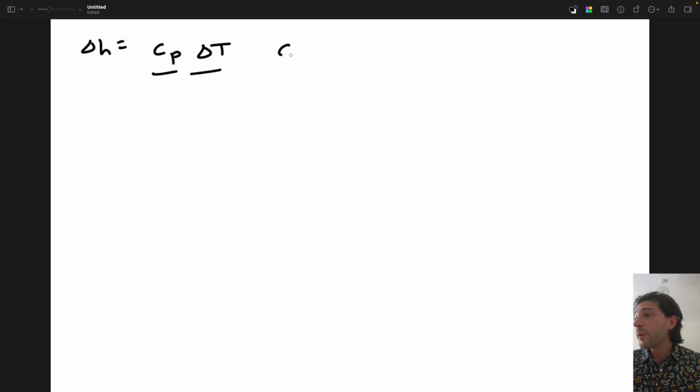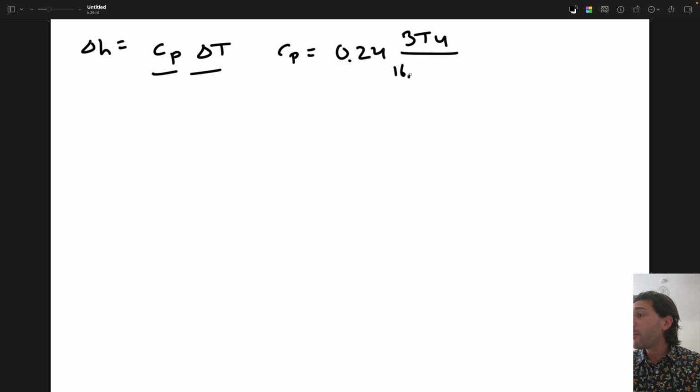Now we have to be careful with our units and be consistent. We are in the imperial system, so we will be using BTUs per pound mass times degrees Rankine, which is the degrees Fahrenheit plus 460 degrees in order to put it on an absolute scale. Great, so now let's find the change in temperature.